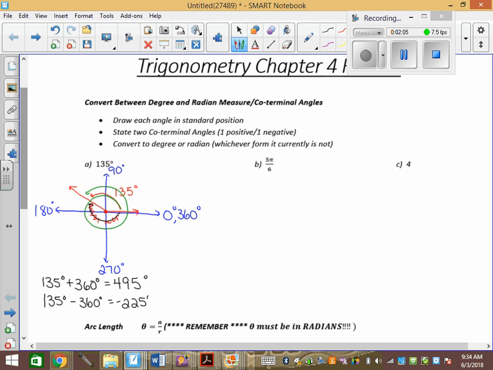So if they're asking for a coterminal, they'll usually restrict your domain so that you can't give them infinite number of answers, right? Because I could just keep going. I could add 360 a whole bunch of times or subtract 360. Convert to degree or radian. So we have degrees to radians, pi on top. So we multiply it by pi over 180.